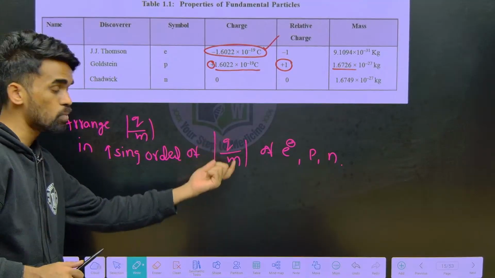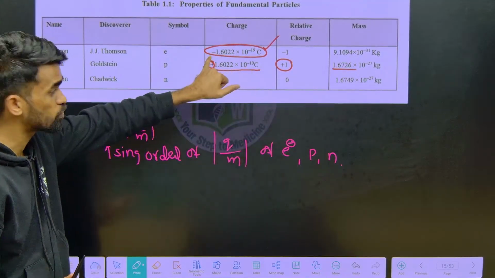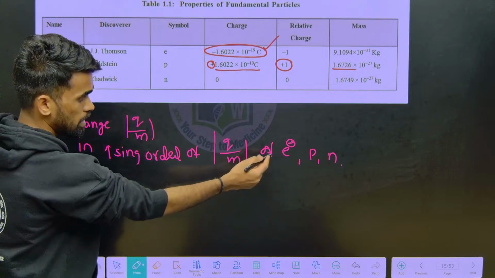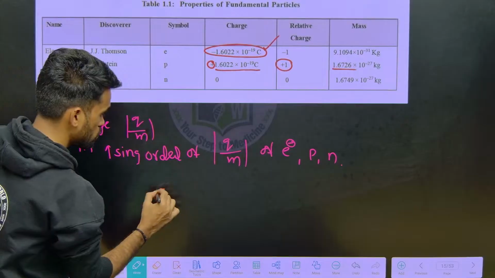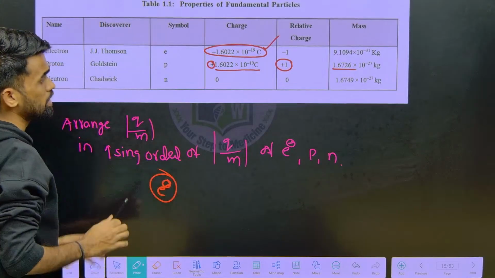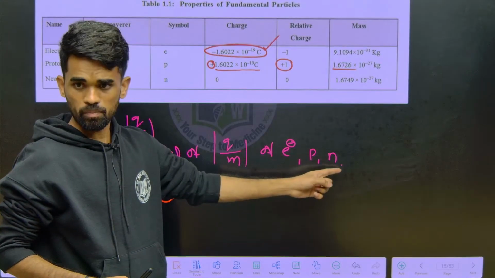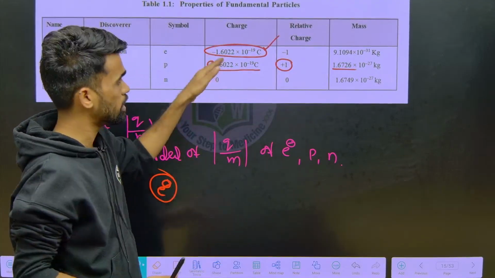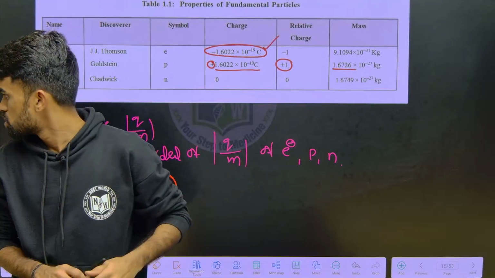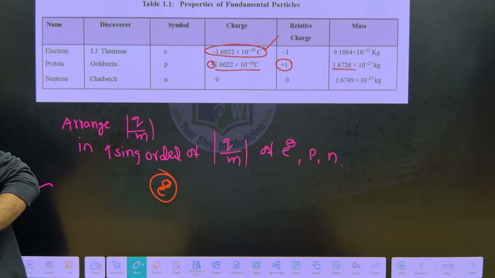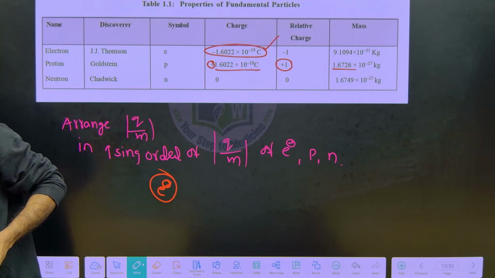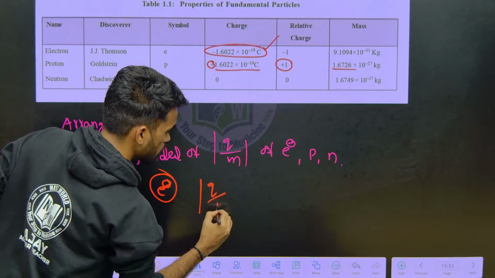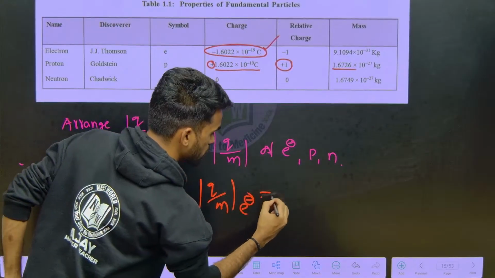See, I have applied mod just to avoid the confusion of negative and positive symbols. Okay, tell me. First of all, let us do it for the electron. Tell me, for the electron, what can we see? I am saying charge to mass ratio, no? Let us take relative charges in order to avoid these big numbers. So here I am asking the charge to mass ratio of the electron. So how do you do it?